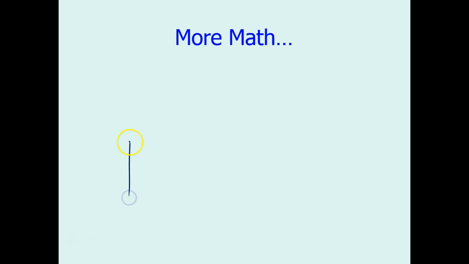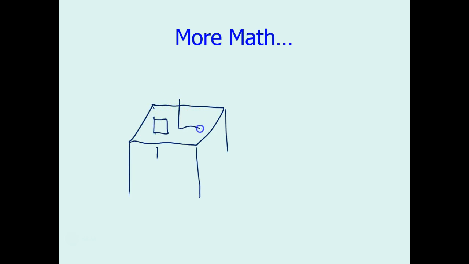So let's say we've got a table here. I don't draw well at all. Okay, there's our table, and on the table we have two blocks. Here's a block, and there's a block, on the table. Pretty ugly, huh?